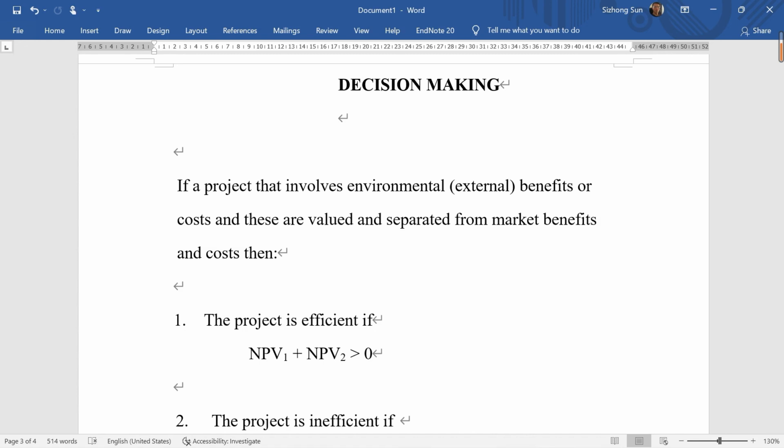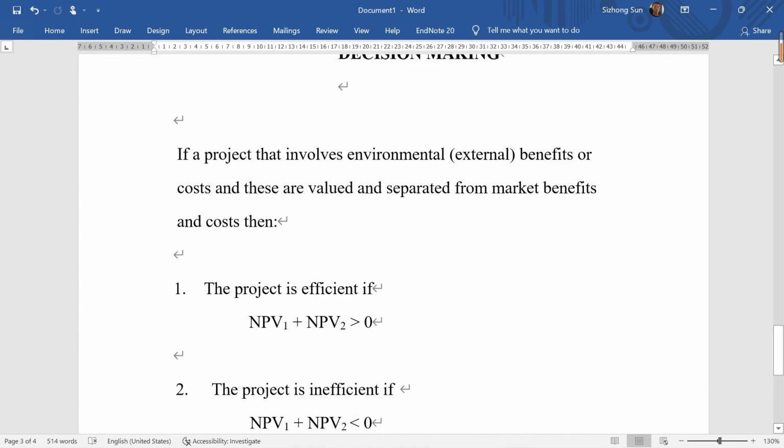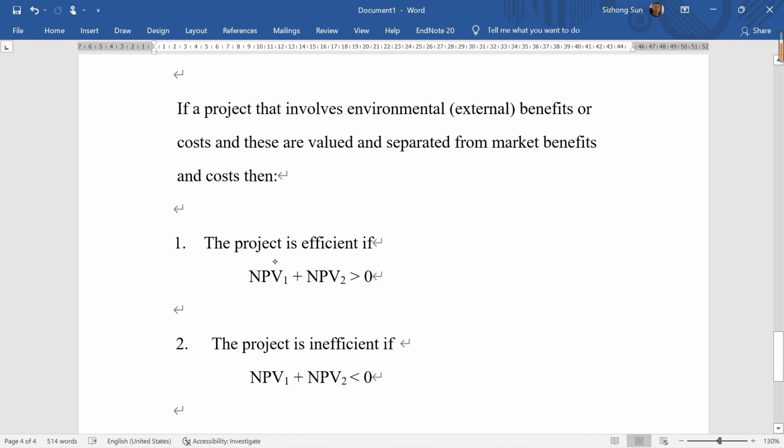Alright, in our decision making, if a project involves environmental external benefits or costs, and these are valued and separated from market benefits and costs, then we can just add them up. So this is the NPV of the market benefits and costs. This is the NPV of the external benefits or costs. Then sum them up. If the sum is positive, then we judge that this project is efficient. Otherwise, it's not efficient.